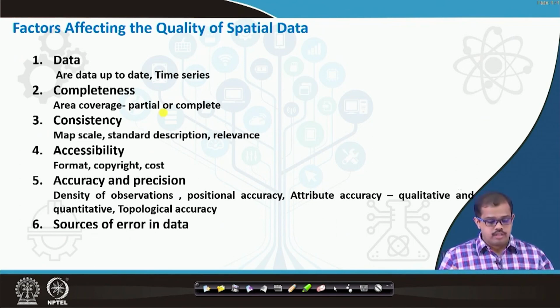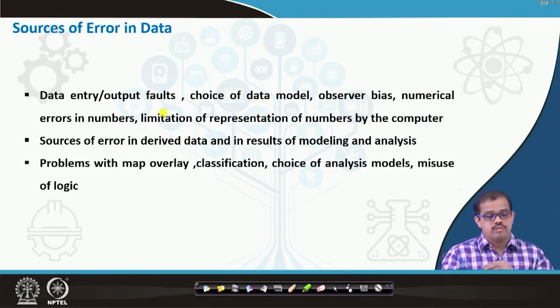So look at both qualitative and quantitative aspects and topological accuracy. If you have looked at all of these, most of your data will be quite accurate in terms of representation. Sources of errors in data: the way it is captured and the way it is measured may also be a factor affecting the quality of spatial data.